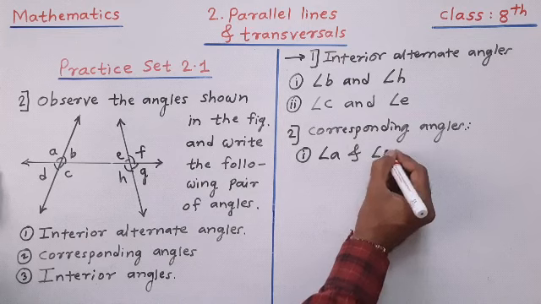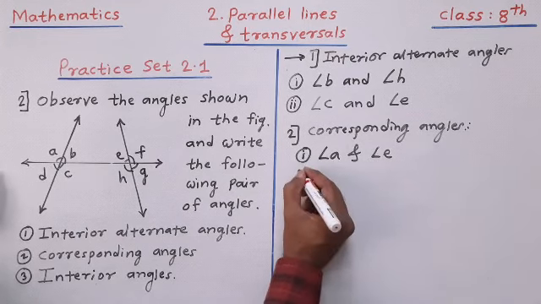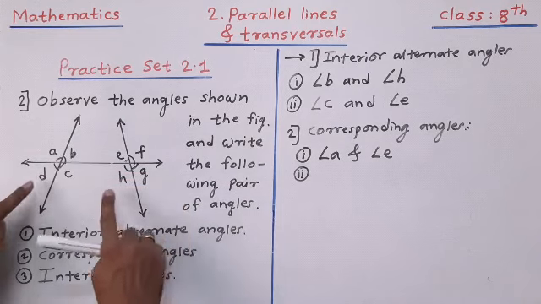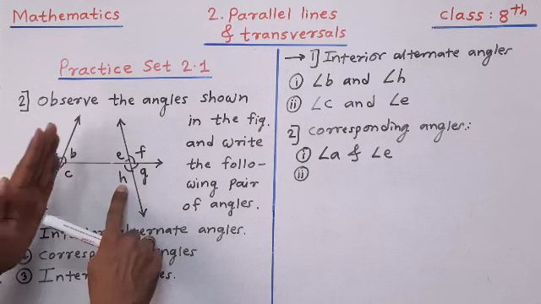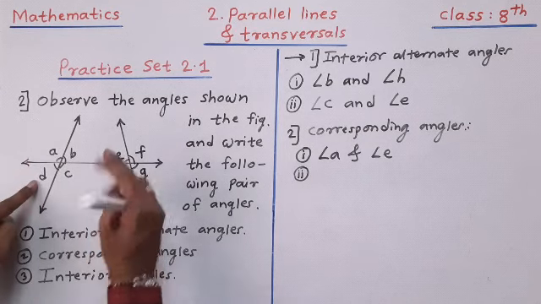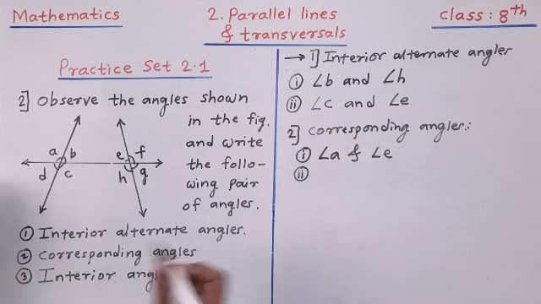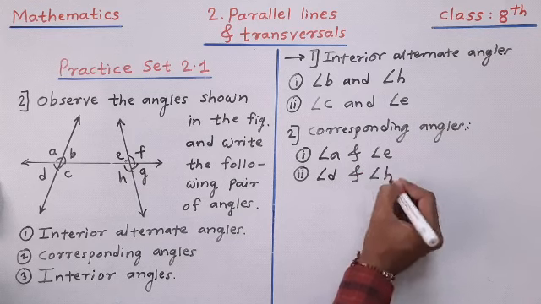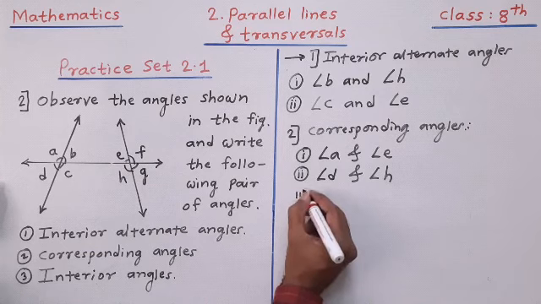Angle A and angle E are the corresponding angles. First pair. Now the second pair: if we take angle D, on the same side of the transversal, angle H. At this line one angle, at this line the same angle above. If D is above, then angle D and angle H are the corresponding angles. Second pair.